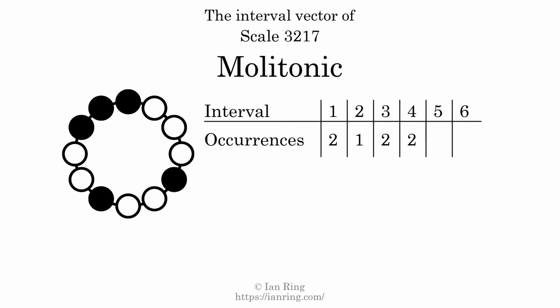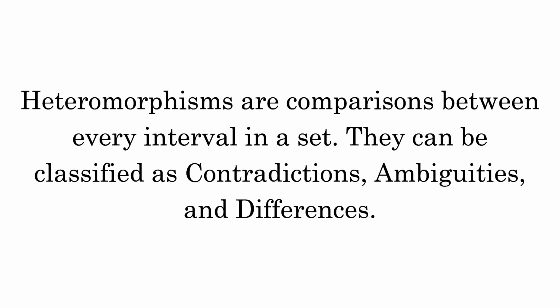There are 2 intervals with a size of 4 semitones. They are here and here. There are 2 intervals with a size of 5 semitones. They are here and here. There is 1 interval with a size of 6 semitones. It is here. Each interval does not appear in this scale a unique number of times, so this is not a deep scale. Heteromorphisms are comparisons between every interval in a set.